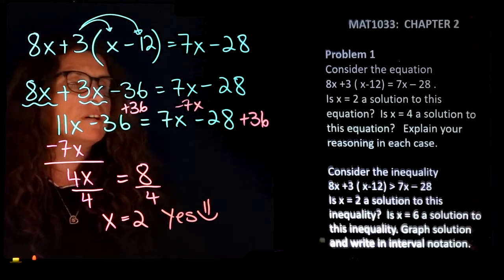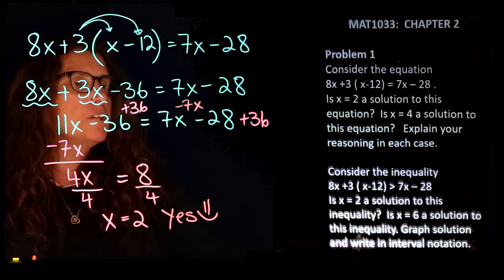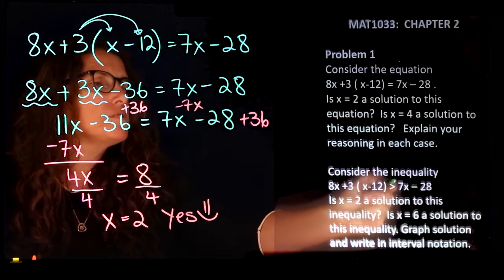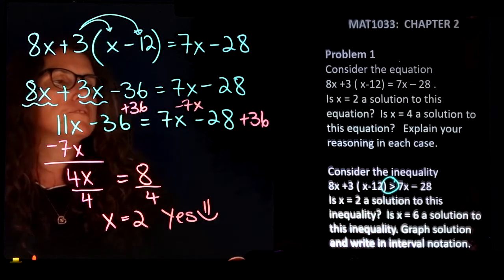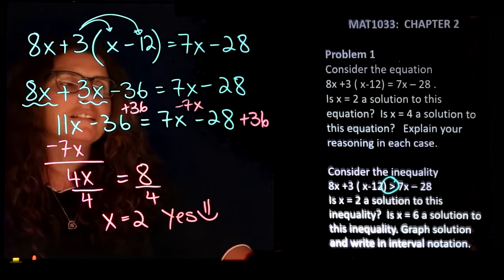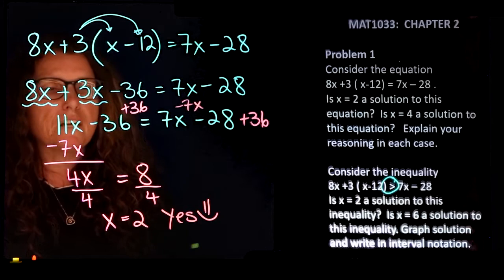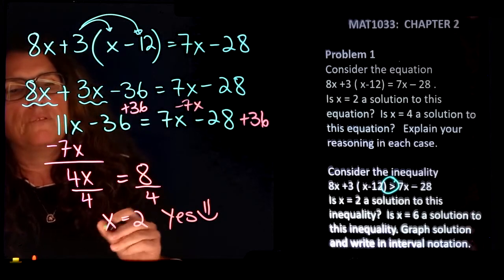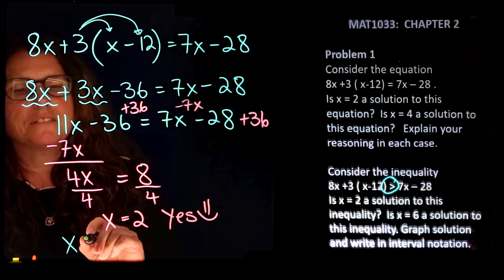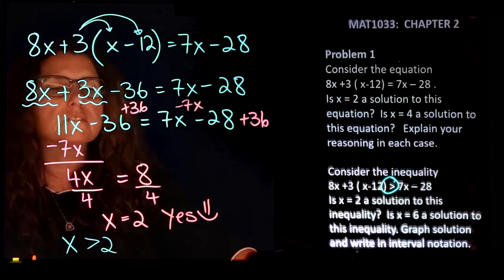Now, for the second part, we have the exact same problem, this time in the form of an inequality, where we have a greater-than symbol, as you can see here, instead of an equal sign. So this would be a linear inequality. If we were to solve it just as we did with the equal sign, we would get x is, but in this case, greater than 2. So x is greater than 2.